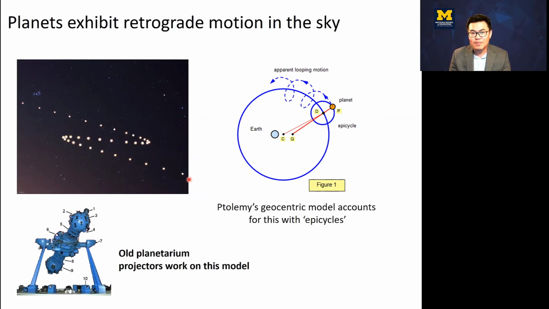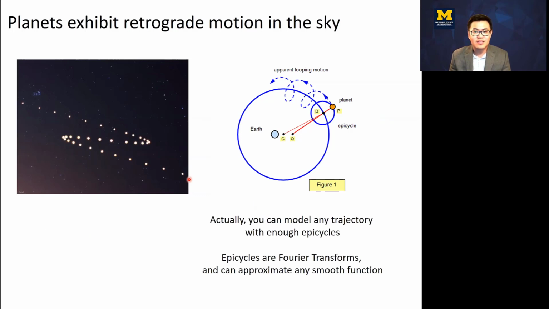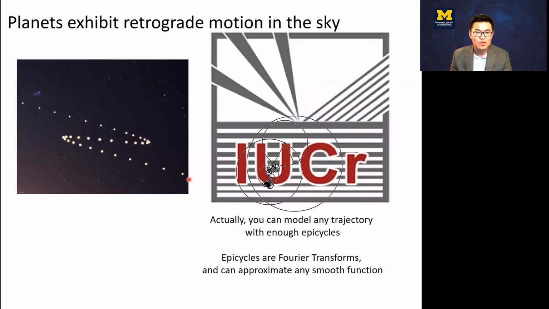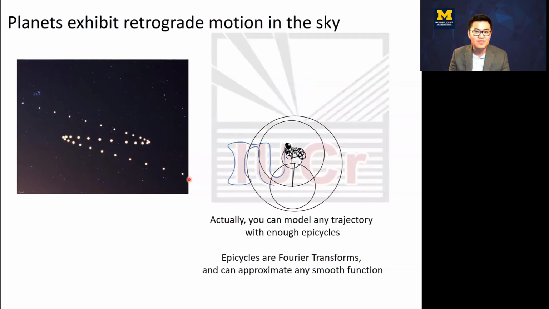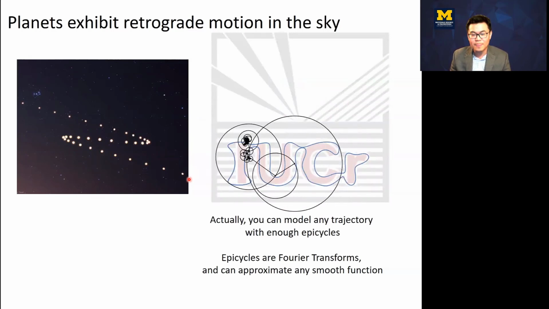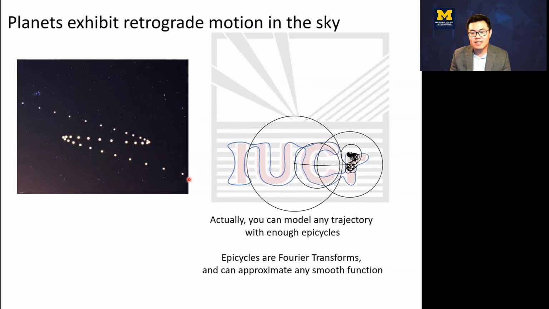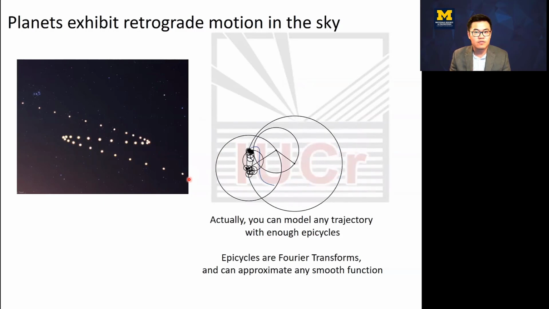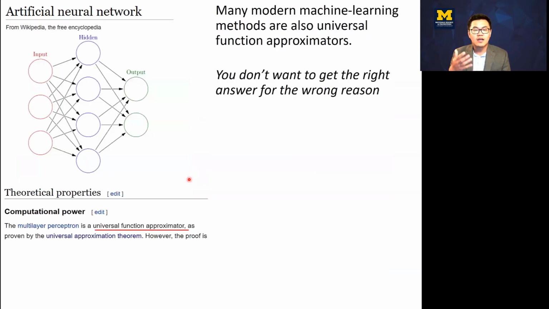Now, the reason why epicycles work so well is because epicycles are actually a Fourier transformation. And with a Fourier transformation, you can approximate any smooth function. Right? So here we can approximate the IUCr symbol if we have enough epicycles. The reason why I'm talking about this is because epicycles are a universal function approximator, and neural networks are also universal function approximators.